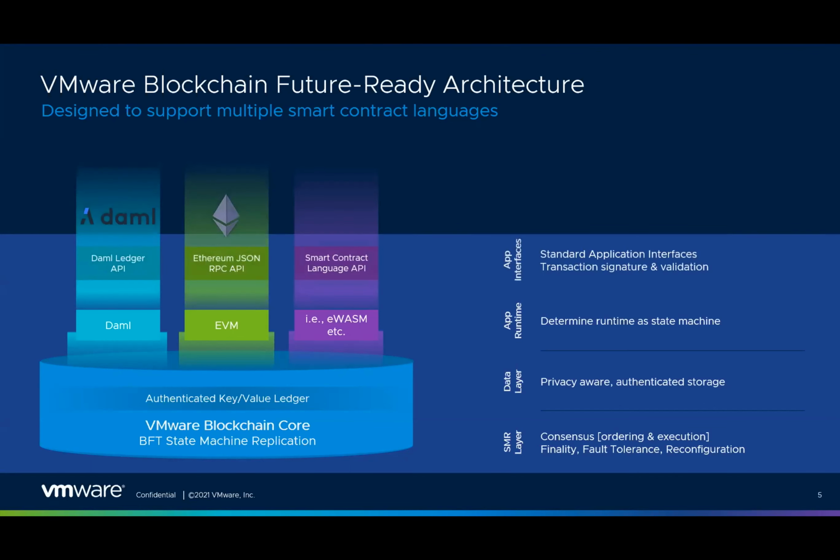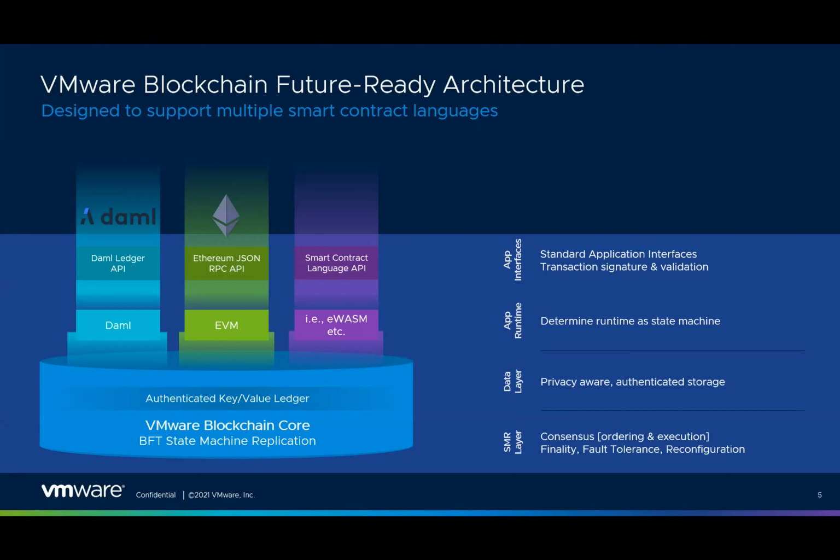Last, let's talk about the next layer, which shows the standard application interfaces that are provided so that application developers can use all the standard tools and APIs to develop decentralized apps or smart contracts that can be run on the platform. And the combination of all of this is the VMware Blockchain platform. Customers can then deploy the smart contracts or decentralized apps on the platform.